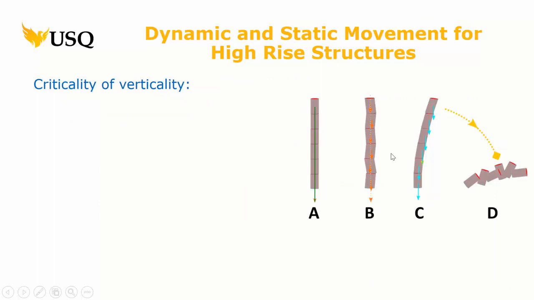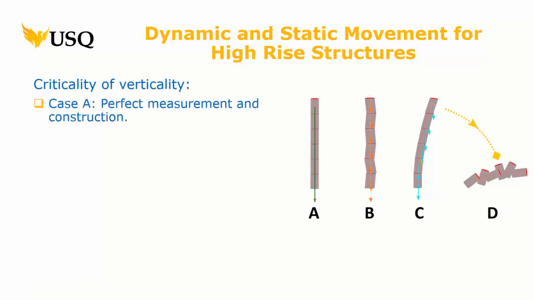Okay, now the reason verticality is critical, this should be really simple, but it's something you've got to consider. In case A, the whole idea is that if you imagine you put blocks together, right? If the blocks are correctly made and you put one on top of the other exactly, then it will be vertical and it won't fall over.